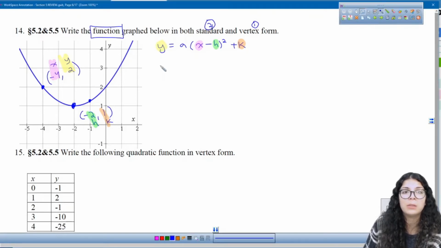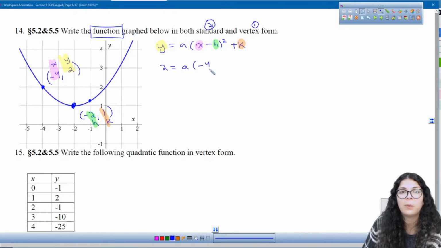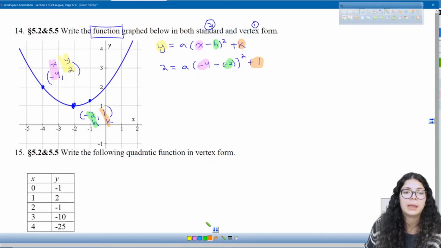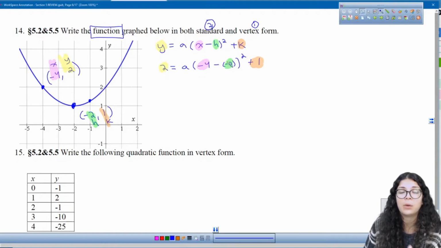The y value, 2, equals a times the x value, negative 4, minus the h value, negative 2, squared, plus the k value, 1. So again, all I did was plug in my x value, my h value, my k value, and my y value. And now I have an equation of one variable, and I can solve for a.